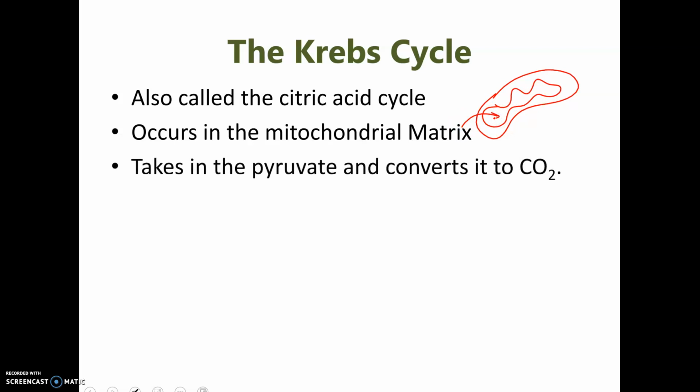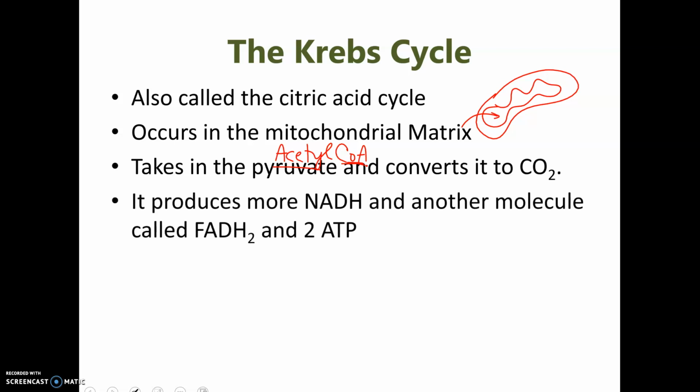What it does is take the pyruvate, which technically is not really pyruvate anymore. I probably should have clarified. This is actually the acetyl coenzyme A, because the pyruvate has gone through that step. But it's going to convert that into carbon dioxide. It's also going to make some more NADH, and it's going to make another molecule called FADH2. And that comes from FAD. So NAD was a coenzyme that could pick up hydrogens, and FAD is a different one that can also pick up hydrogens. And this also makes 2 more ATP.